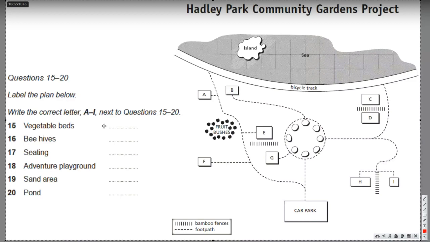All right, time's up. So you can just tell me your answers. So let's start with the 15, vegetable beds. So what do you think is the answer for vegetable beds? So let me just take it. So vegetable beds is, of course, B. Oops. No, not B. Sorry. The answer is G.